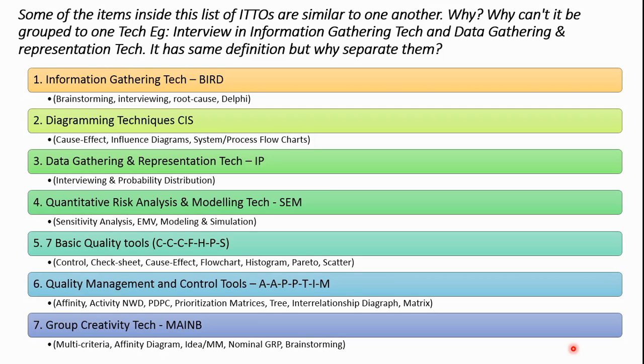And the questions, trust me, this is small stuff. What you really need to know is what these are. Do I know everything in BIRD, SIS, IP, SEM, CCC, FHPS, PAPATIM or APTIM, and MAINB? Do I know what those are? If the answer is yes, yes, Phil, I know what those are. I can define them maybe even better than the PMBOK guide can.